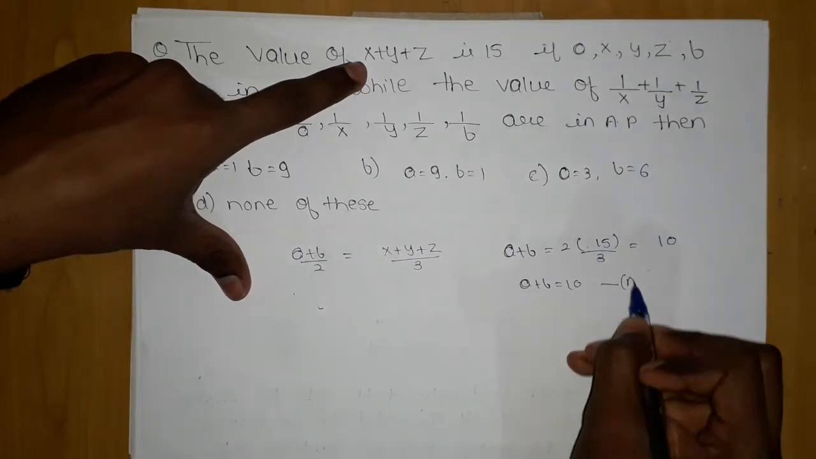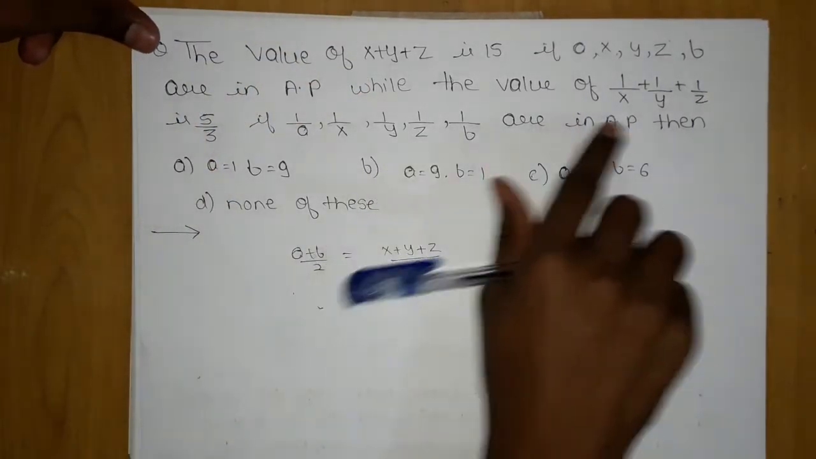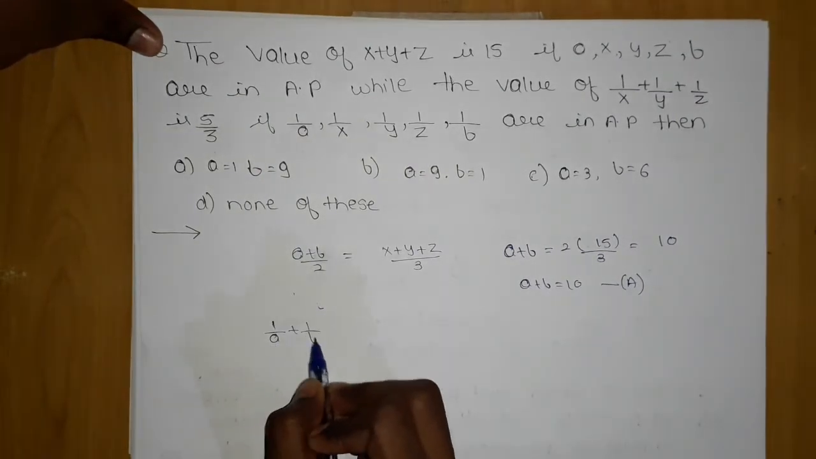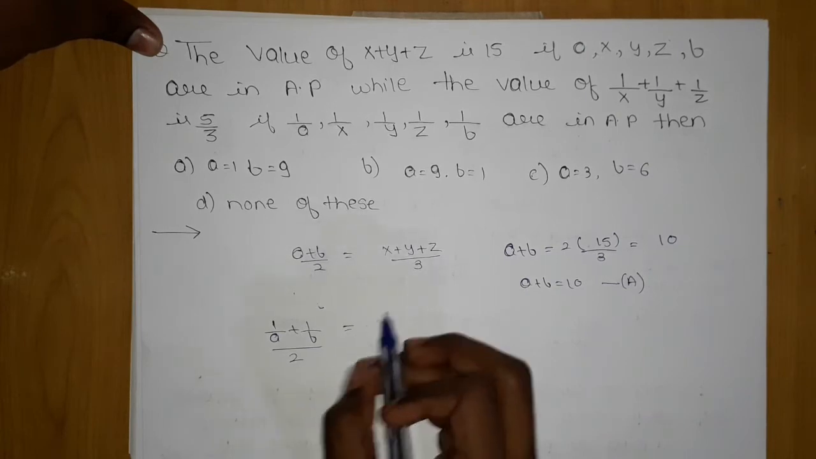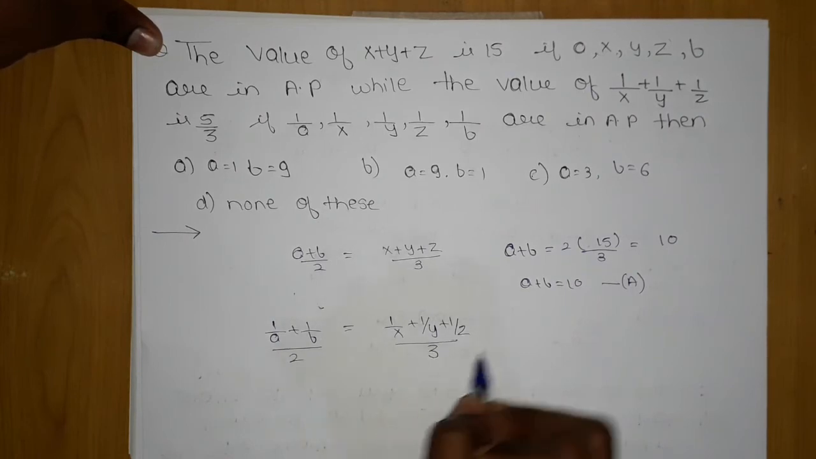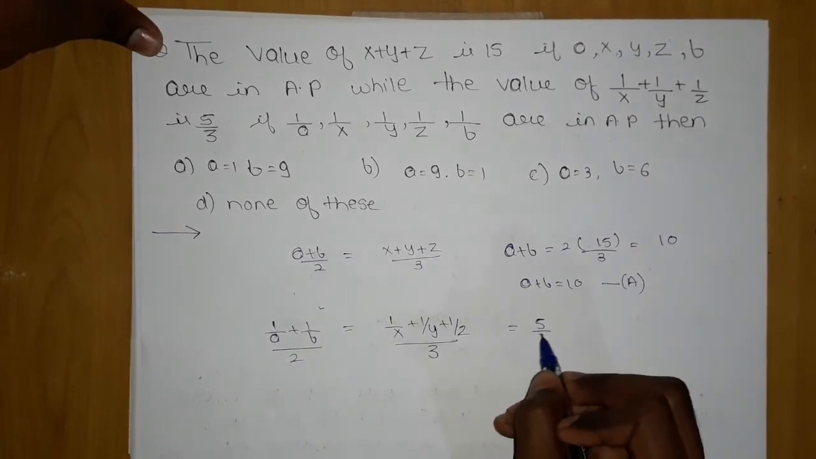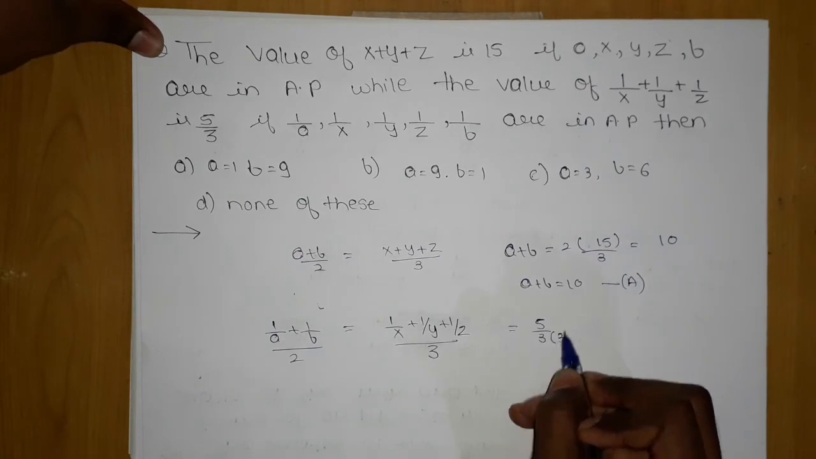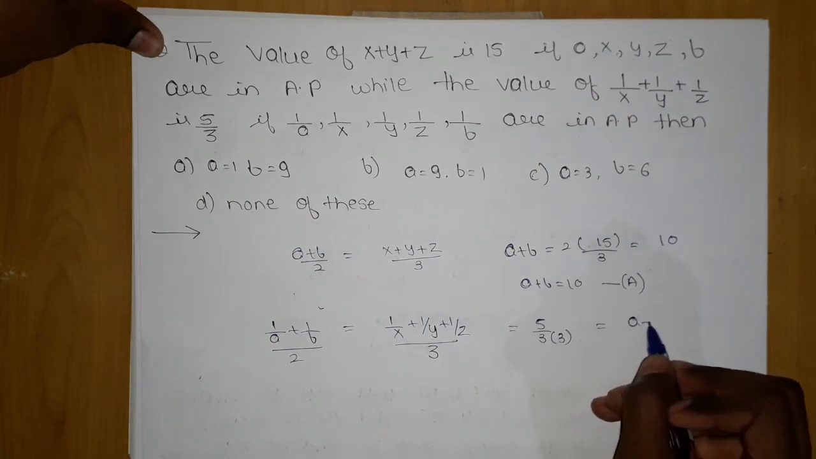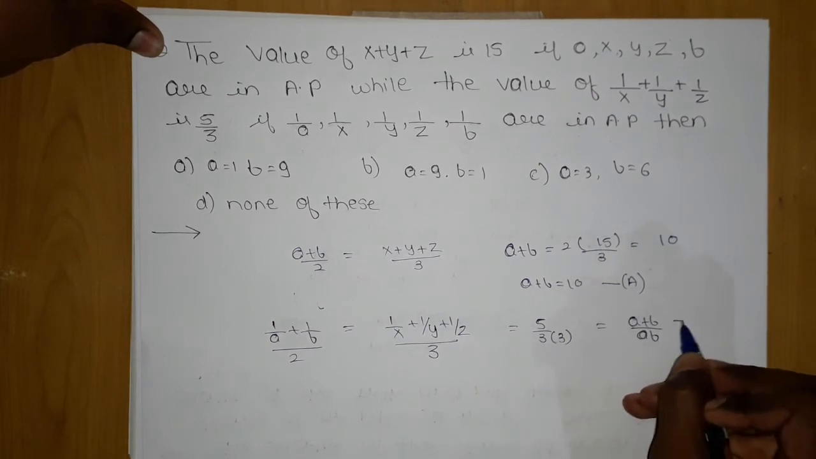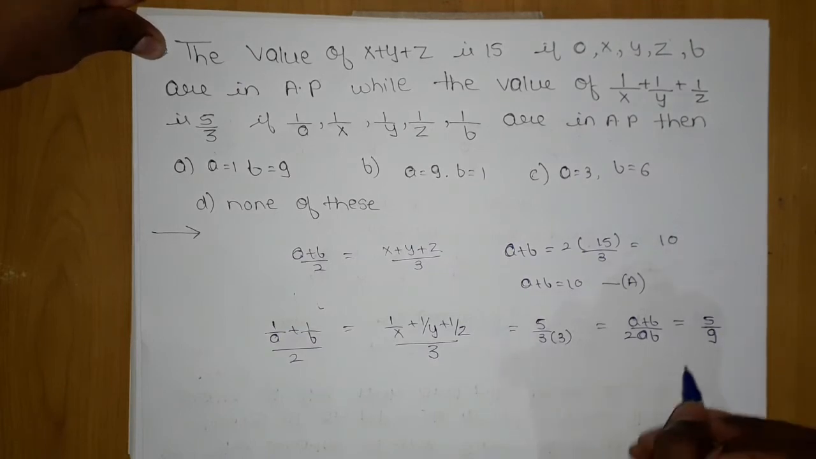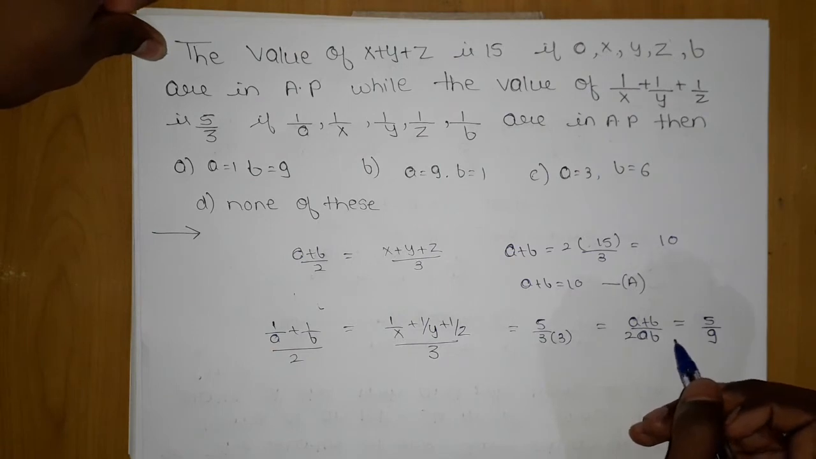Okay, so I got one thing. Let me take it as a. Similarly, if I do this with the other, it is also in AP. So 1 upon a plus 1 upon b by 2 should also be equal to 1 upon x plus 1 upon y plus 1 upon z by 3, which gives me what? 5/3 into 3, and it should be equal to what? a plus b upon ab, into 2, should be equal to 5/9, okay, 5/9. So we got this thing.